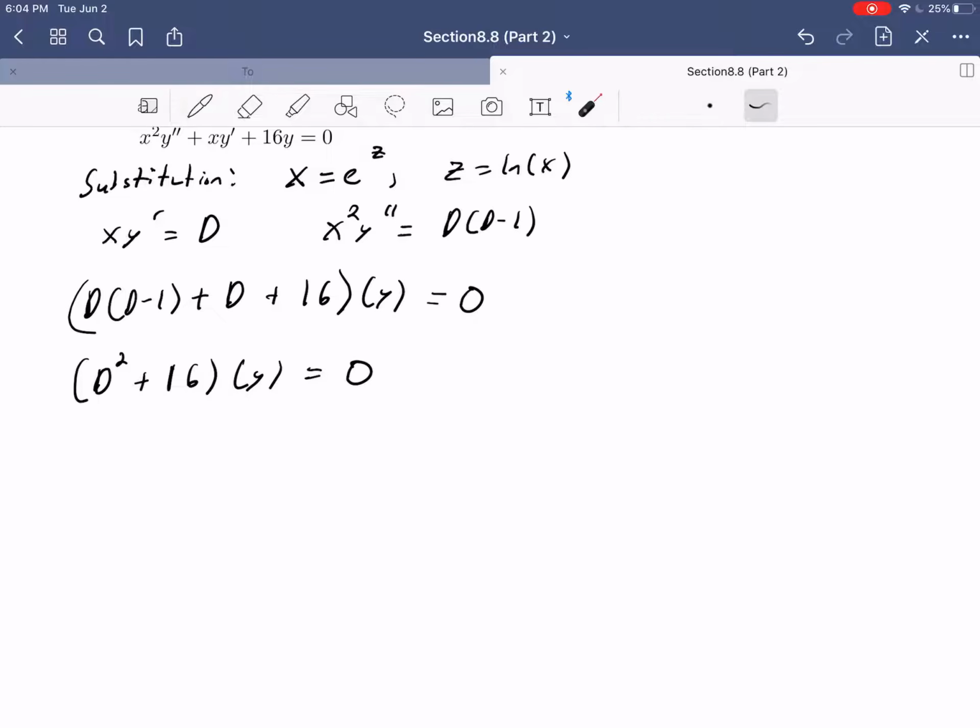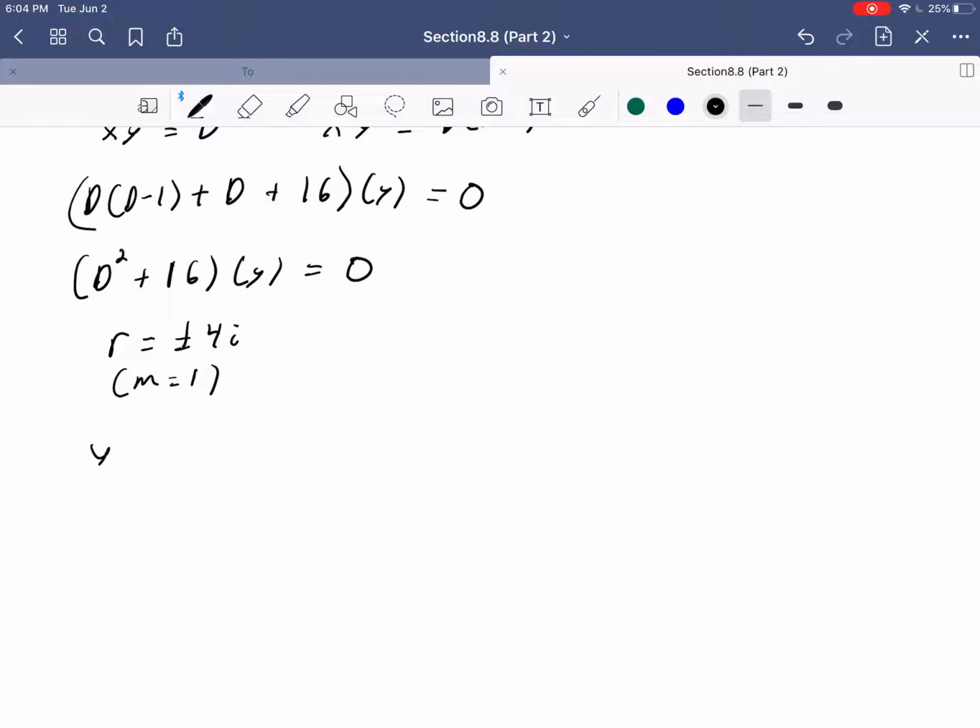Should be immediately clear, this is going to be one with complex roots. Looks like we're going to get plus or minus 4i, and those complex roots are going to just be multiplicity 1. That means our solutions here are going to be c1. There's no real component here, so there won't be any e component. It's just going to be the cosine and sine. So it looks like we get c1 cosine 4z plus c2 sine 4z.